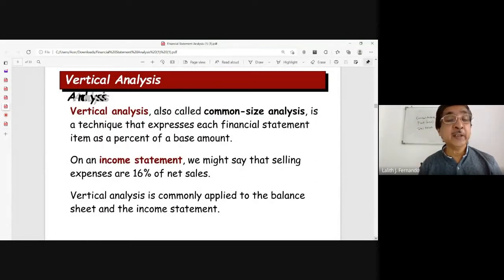This vertical analysis, also known as common size analysis, is a technique that expresses each financial statement item as a percent of a base amount. I think when you do it, you will find what it is. On an income statement, we might say that selling expenses are 16% of net sales. Vertical analysis is commonly applied to the balance sheet and the income statement both.